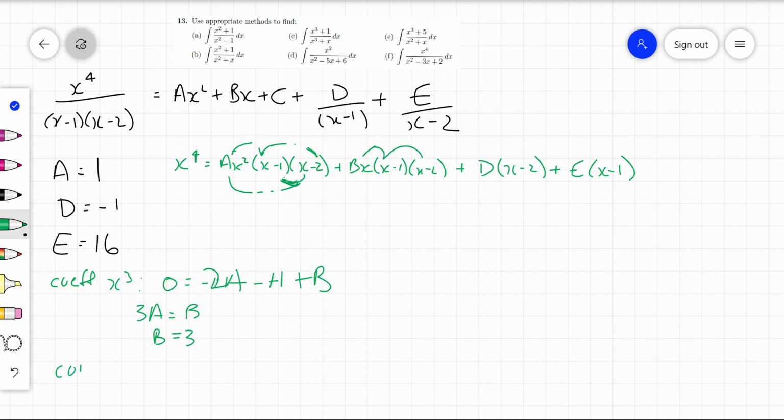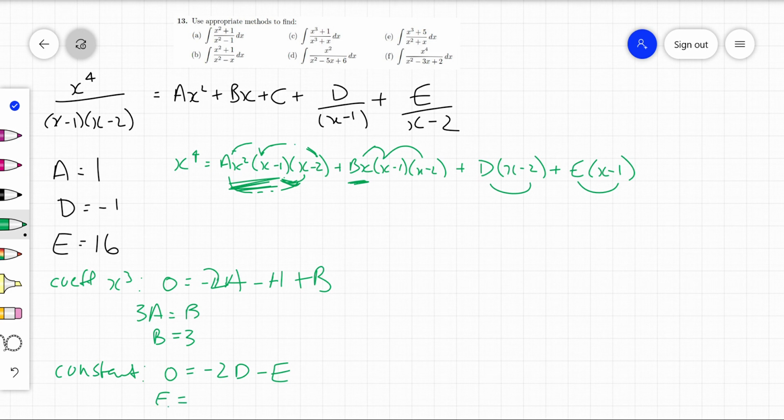Let's look at the constants maybe. So looking at the constants, this term can't give us a constant. The b has an x, so it can't give us a constant. We've got -2, and it's 0 on the left, I should have said. So -2d and a -e. That will also give us a constant. We know d is -1, so this will be a 2. So e is going to be 2.